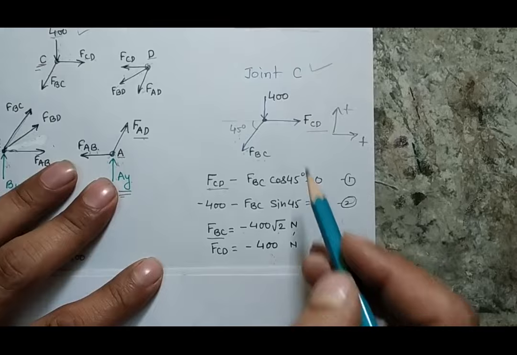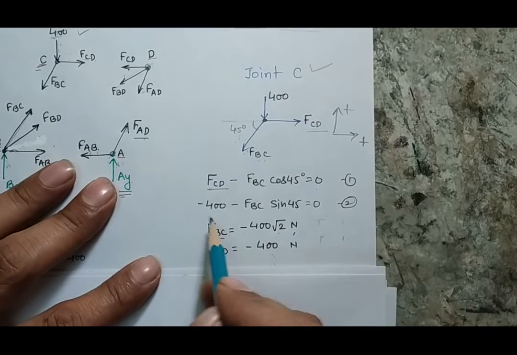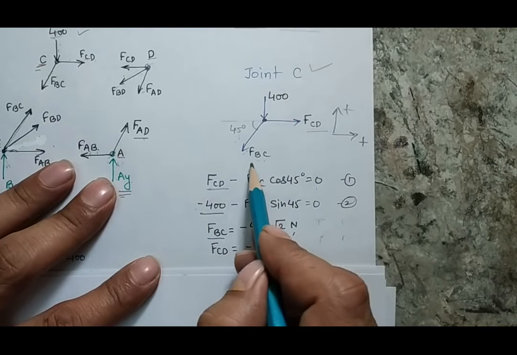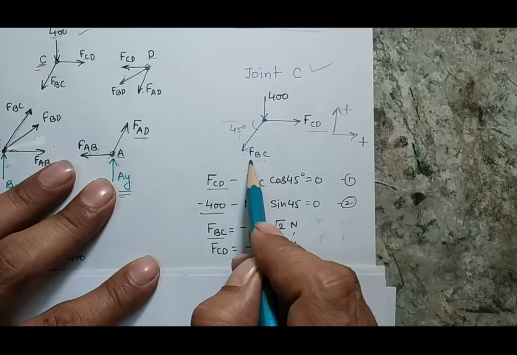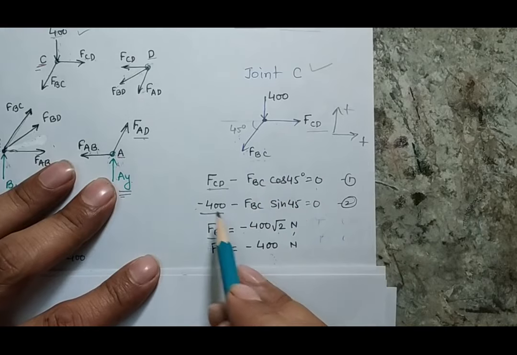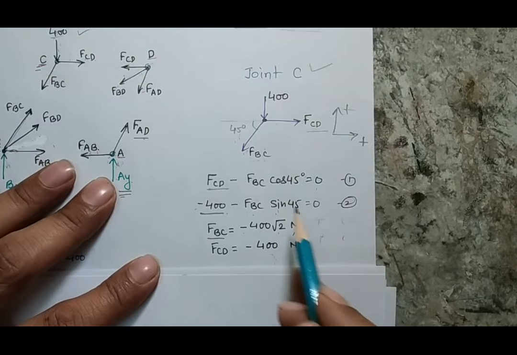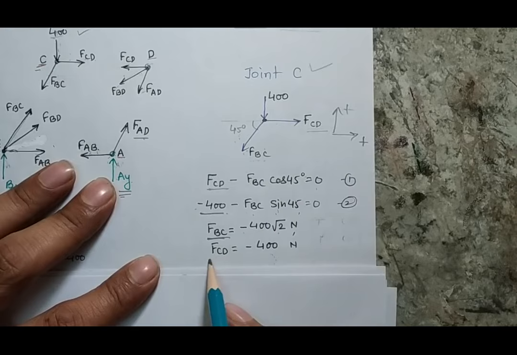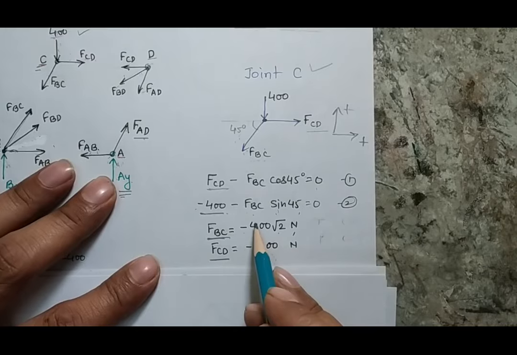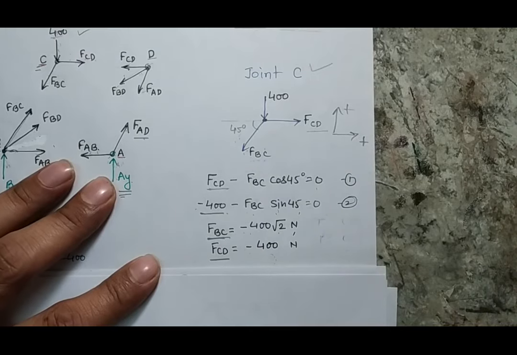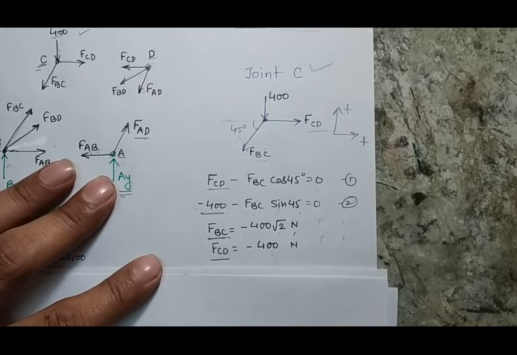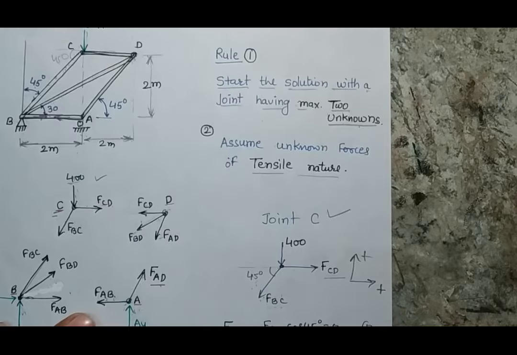When I write the vertical force balance, 400 is going in the downward direction, so minus 400. Similarly, the vertical component of force BC will also go in the downward side, so minus 400 minus FBC sin 45. From these two equations, I can get the value of force BC as well as force CD, and here you can see both the forces come out negative. That means the nature of the forces in these members will be compressive.